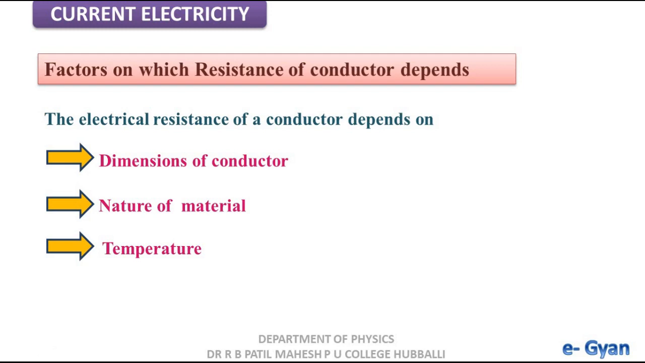Let me briefly explain how it depends on temperature. If the temperature of the conductor increases, the atoms present in the conductor vibrate with maximum amplitude. Hence, there will be a large number of collisions in the conductor, and due to this, resistance of the conductor increases. Hence, when temperature of the conductor increases, resistance of the conductor also increases.